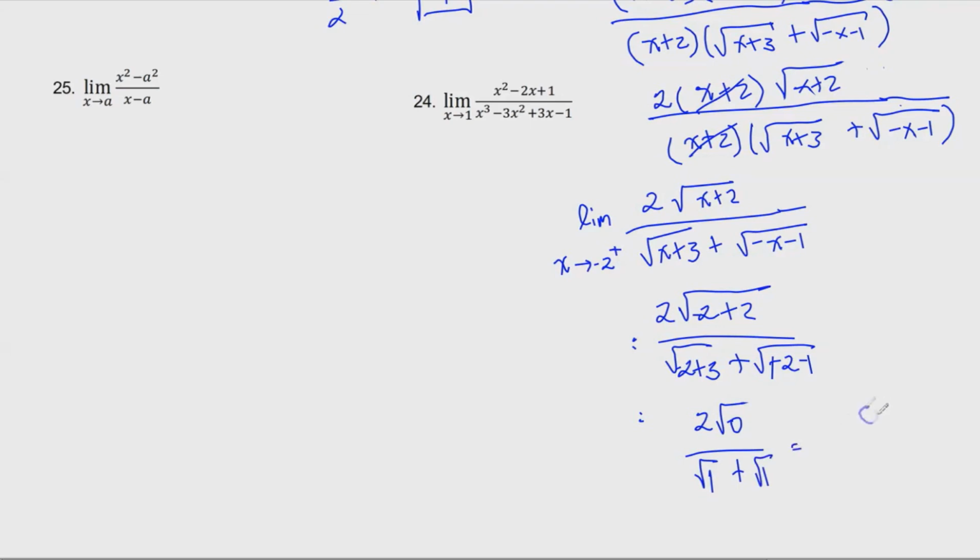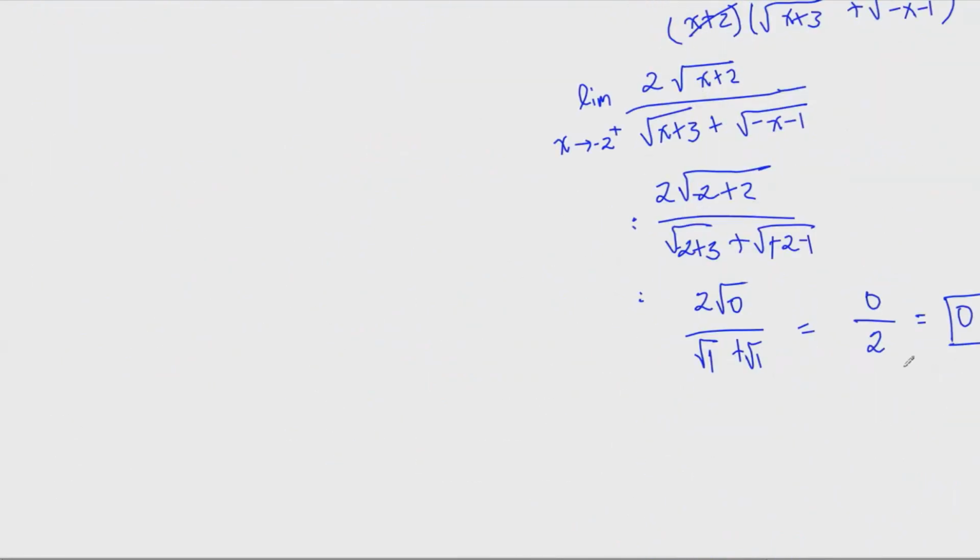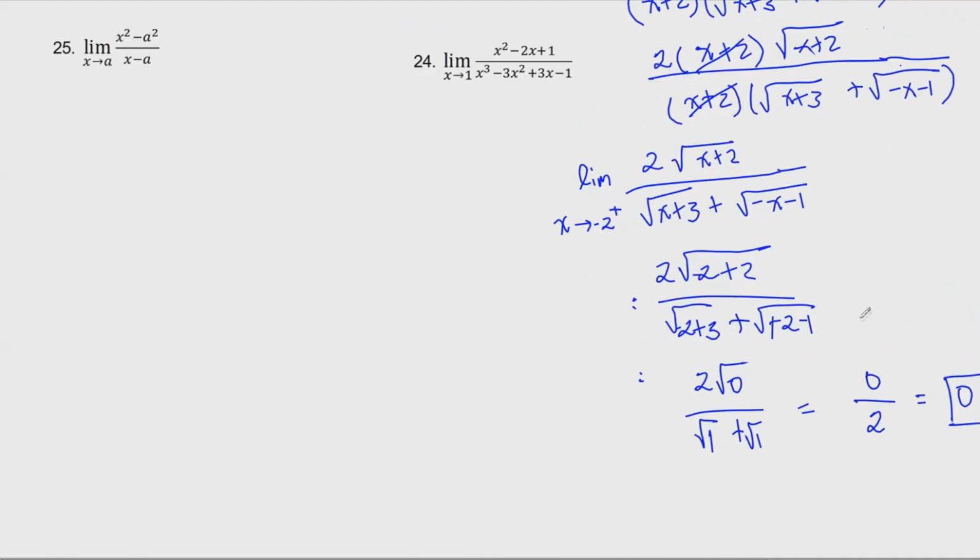So what we'll get here is 0 over square root of 1, so that is 0 over 1 plus 1, and that is 2. So therefore, the answer here is 0. So in this case, the limit for number 23 is equal to 0. So we redefine it, and the answer is 0.